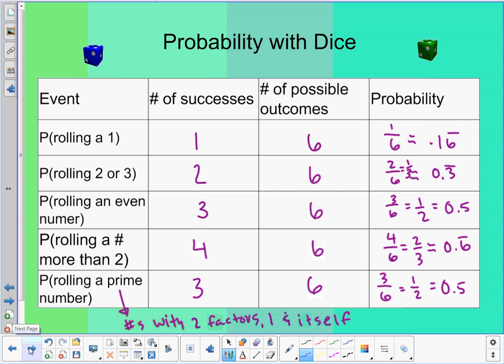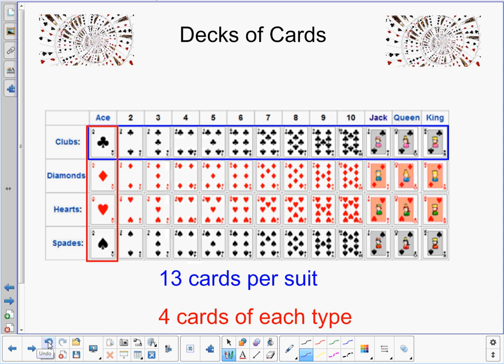So there's some basic probability with rolling a number cube. One thing that it might be helpful for you to have, and so we put this picture on your notes sheet for you so you can reference back to it, is what makes up a standard deck of cards. What makes up a standard deck of cards?